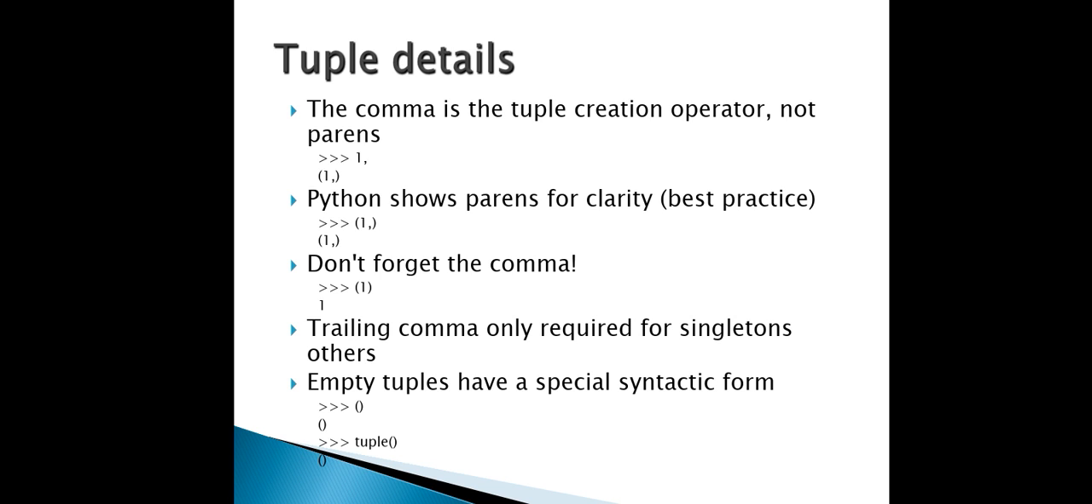Tuple details. My dear friends, the comma is the tuple creation operator, not parentheses. Python shows parentheses for clarity, which is good practice. Don't forget the comma. A trailing comma is only required for singletons, also known as one-element tuples. Empty tuples have a special syntactic form.